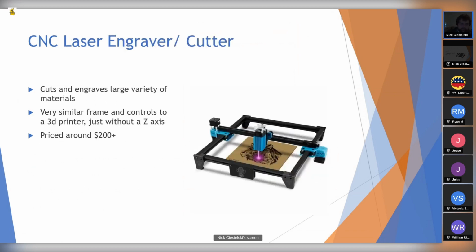CNC laser engraver cutter. So all these, if you look, it's all very common extrusions like the 3D printer. All the motors are very common. The controls are very much similar. Just the number of axes and the tool on the end are really all that's different there. But a laser capable of cutting wood and some other materials is priced around $200 plus again.